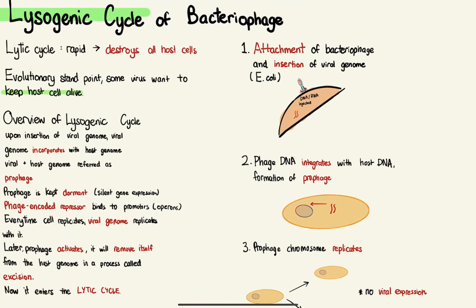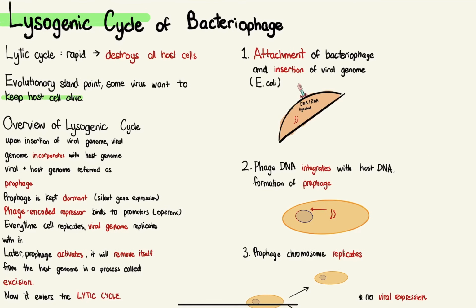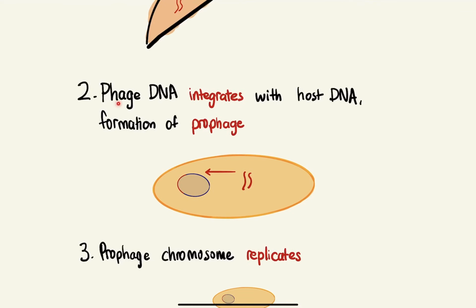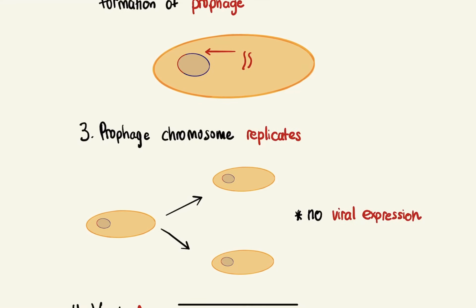Now let's get into the step-by-step process of the lysogenic cycle. First, attachment of the bacteriophage and insertion of the viral genome. So obviously we have the virus that's going to insert its viral genetic information inside. The second step is that the phage DNA integrates with the host cell DNA. Now we see that the prophage is formed over here. The third step is the dormancy phase, when the cell is just replicating itself without even knowing anything is happening.